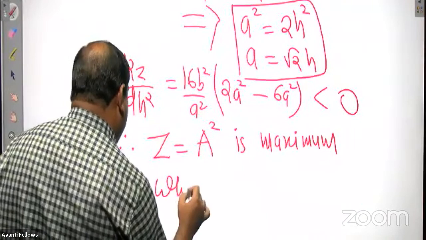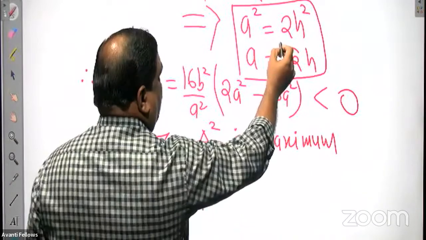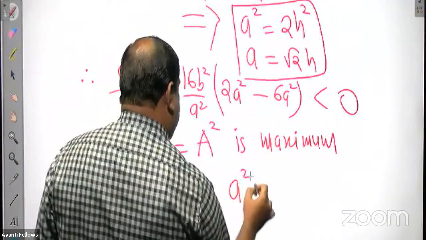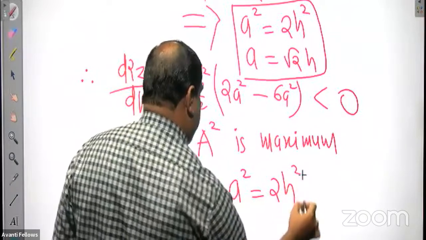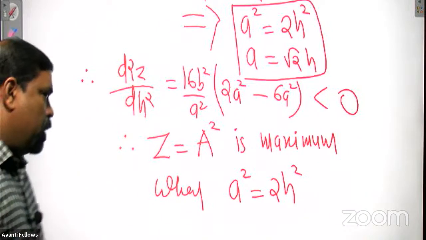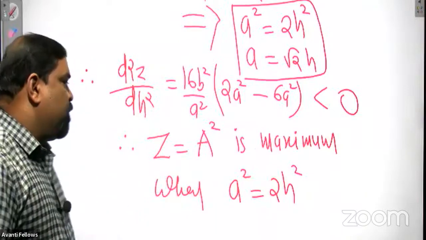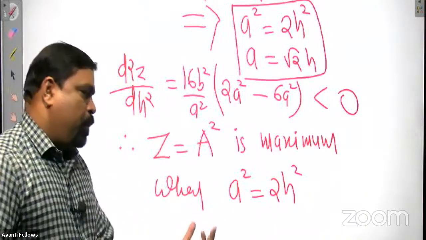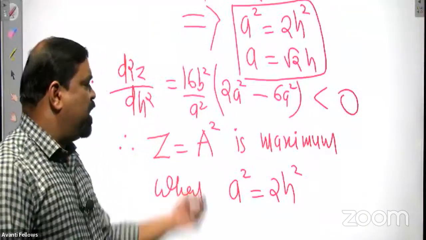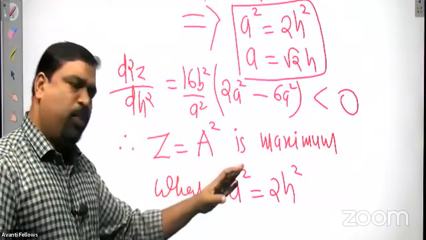When s square is maximum? At this point, okay. When a square is equal to 2h square, or a is equal to root 2h, or h is equal to a by root 2, like that we can write. Okay, all are equivalent only. So a square is maximum at this point. Whenever a square is maximum means A is also maximum. That is very clear. Okay. Therefore, A is also maximum at this point only.